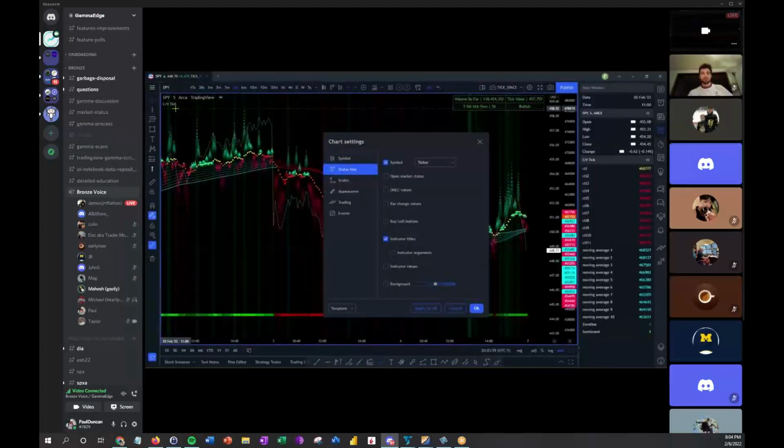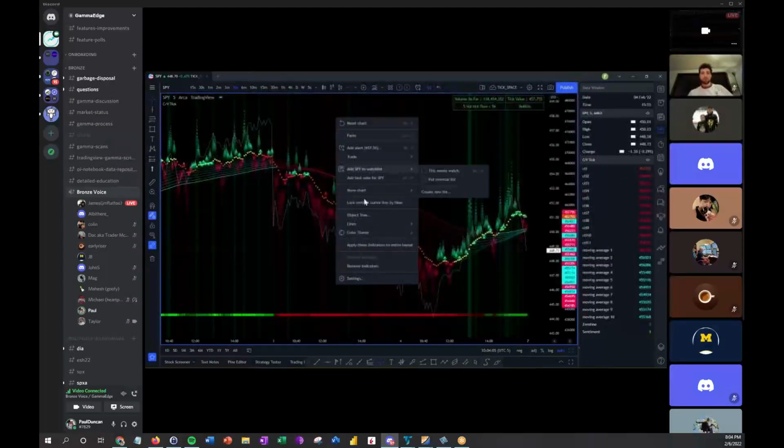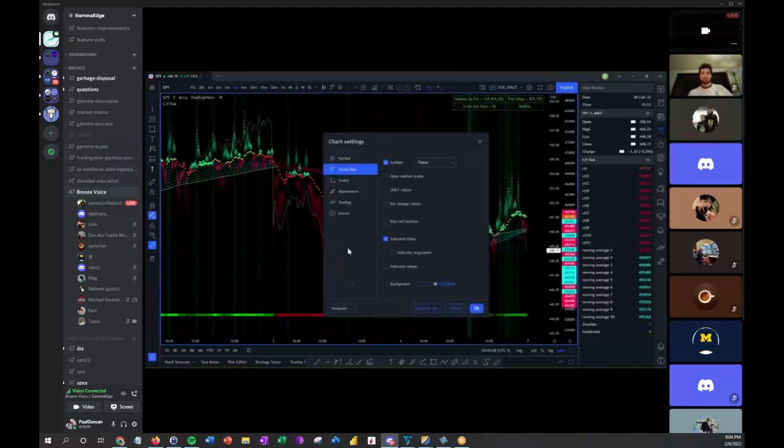CB tick chart settings. All right. Thank you very much. It'll be in your main chart settings, so just right-click your chart and then go down to settings, and then status line. Ticker. Yep. And then down below where it says indicator arguments and indicator values, uncheck those, and it should disappear. Excellent. Thank you very much.